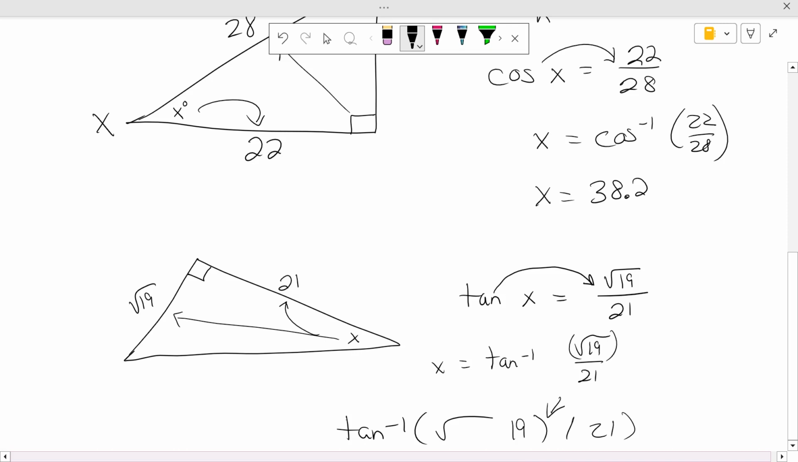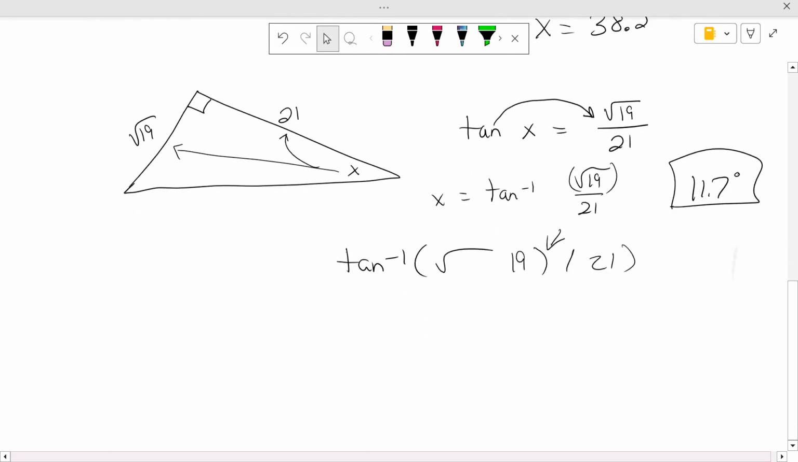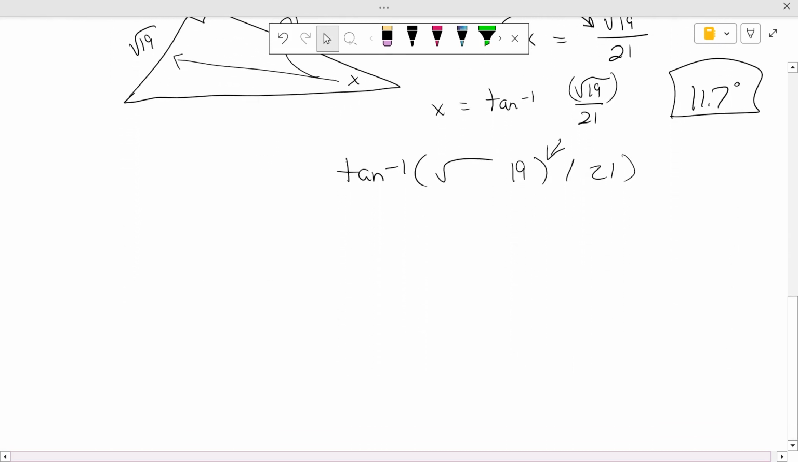All right. So what was this angle in the end? Fairly small. 11.7 degrees. Okay? Are we good with that? Because if you don't put that parenthesis in, then it totally changes the answer. Yeah, totally different. Okay. So, are we comfortable finding angles? Okay. Now, let's look at finding sides.